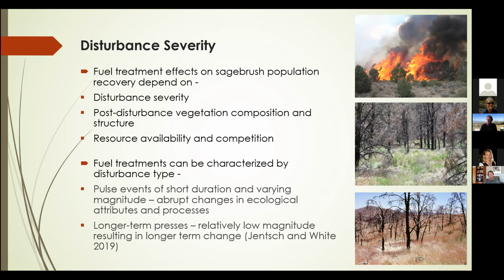The first are pulse events, such as fire and prescribed fire, that result in abrupt changes in ecological attributes and processes. The second are longer-term presses. These are things like that tebuthiuron treatment, the slow-acting herbicide that Lisa was talking about, that have relatively low magnitude effects, but can result in longer-term ecosystem changes.